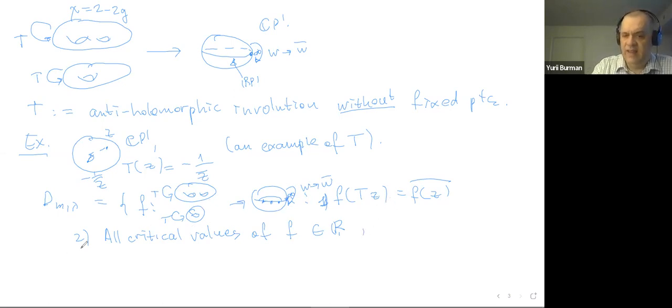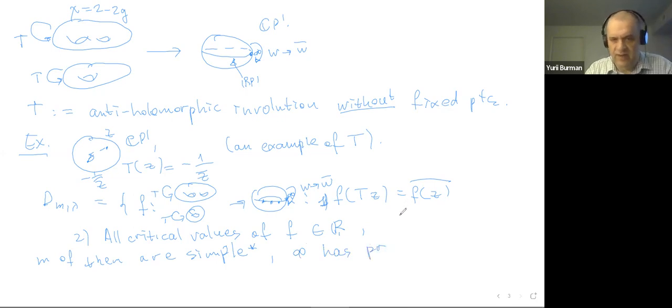and m of them are simple with a star. I will explain what the star means. And the preimage of infinity has type lambda. I will also explain what this type with a star means.